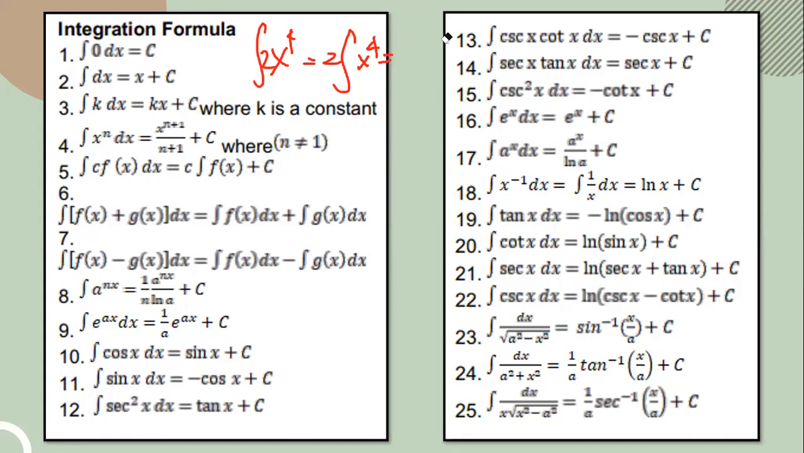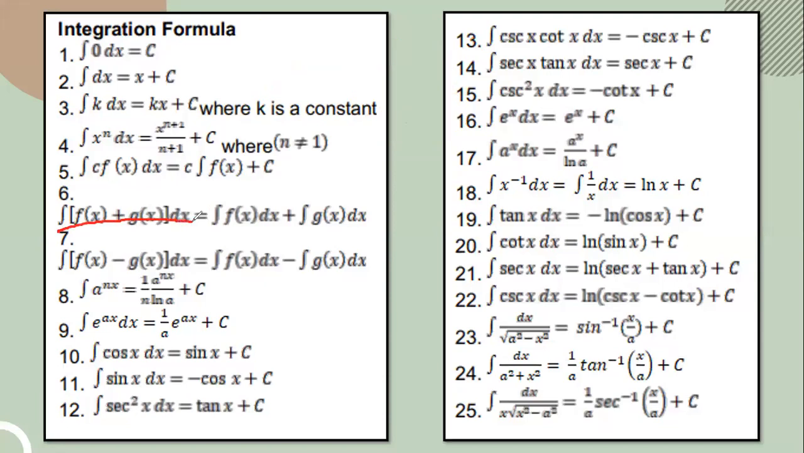So we have 2 multiplied to the x raised to the 5th over 5 plus c. Okay. Our final answer is just 2 fifths x raised to the 5th plus c. That will be our final answer. Next, we have number 6.